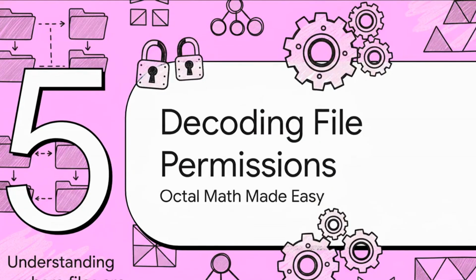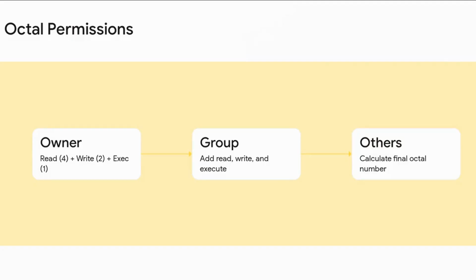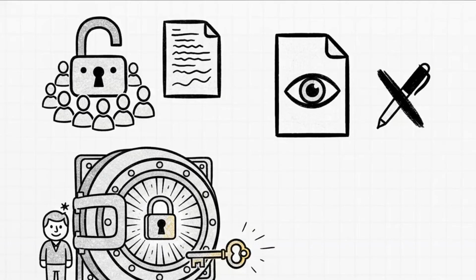Let's shift gears to decoding file permissions and making octal math easy. File permissions constantly trip people up and trigger unnecessary security audits, but I promise, it all comes down to simple addition. When evaluating security, you break users into 3 strict groups: the owner, the group, and others. For each tier, you assign a value. Read access is worth 4, write is worth 2, and execute is worth 1. You literally just add those values together for each category, and boom, that generates your magic octal number for system compliance.